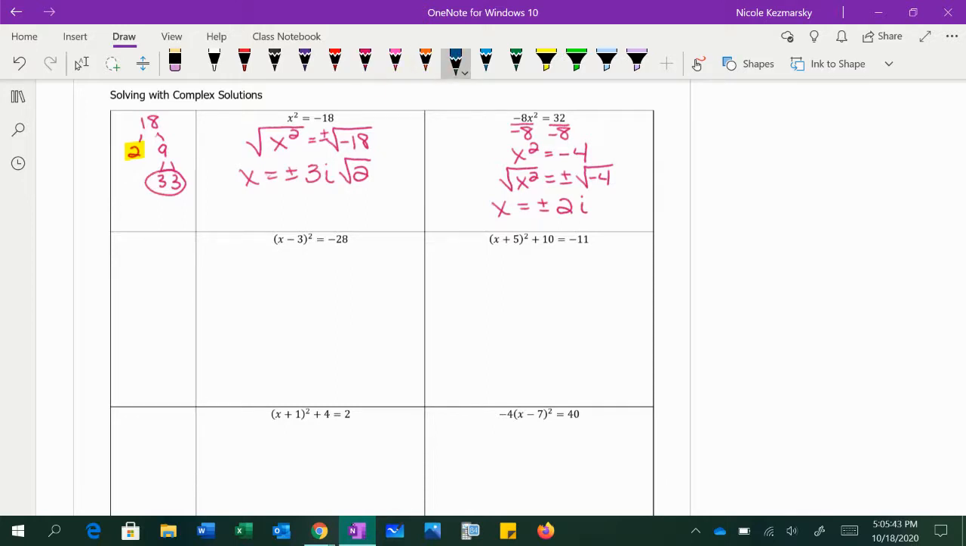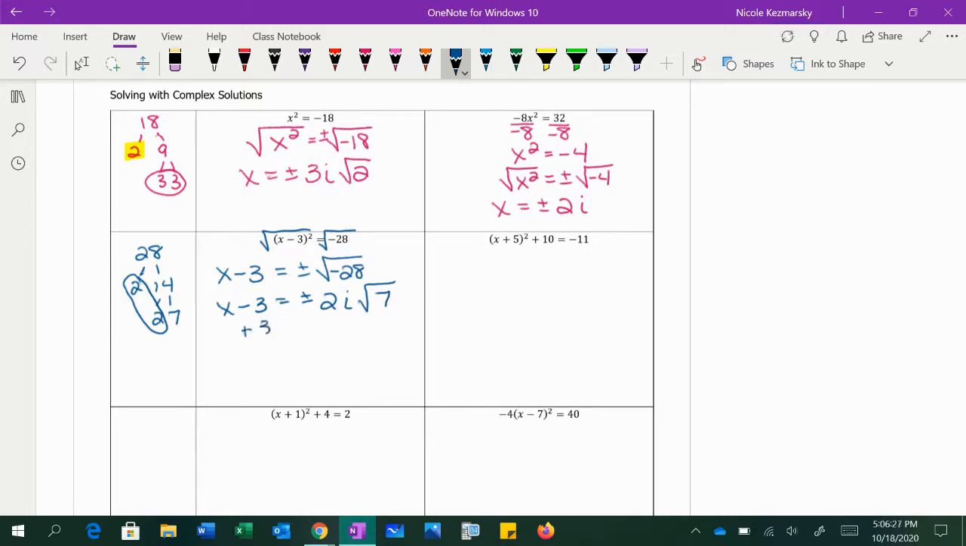For the next example, I'm going to have to take the square root of both sides first to get rid of that parenthesis. So that means I'm going to have x minus 3 equals plus or minus square root of -28. Let me do a factor tree on 28 and do 2 times 14, and 14 is 2 times 7. I have a pair of 2's, so I'm going to have x minus 3 equals plus or minus a 2 for my pair of 2's, an i for my negative sign, and a square root of 7 for the extra 7 that didn't have a partner.